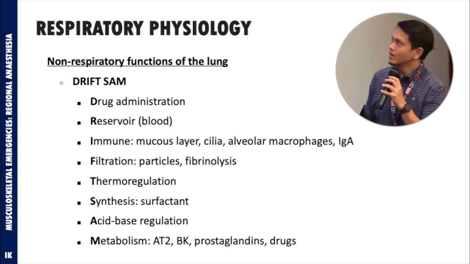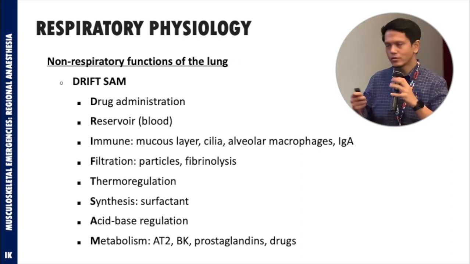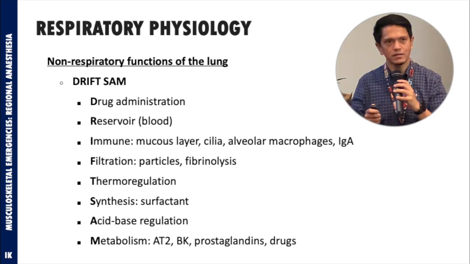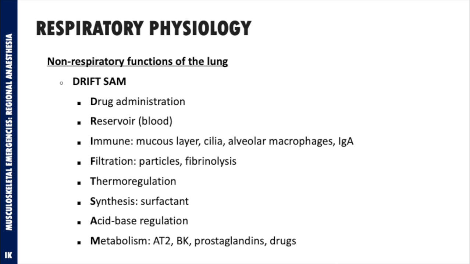Okay. Reservoir. So there's about 500 mils of blood in the lungs which can be mobilized. So when a patient goes into shock, hypotension, you can have venoconstriction which pumps the blood out of the lungs into the systemic circulation. It has an immune function, it has a mucus layer, cilia, it has the alveolar macrophages or dust cells, you have lysozyme, IgA.